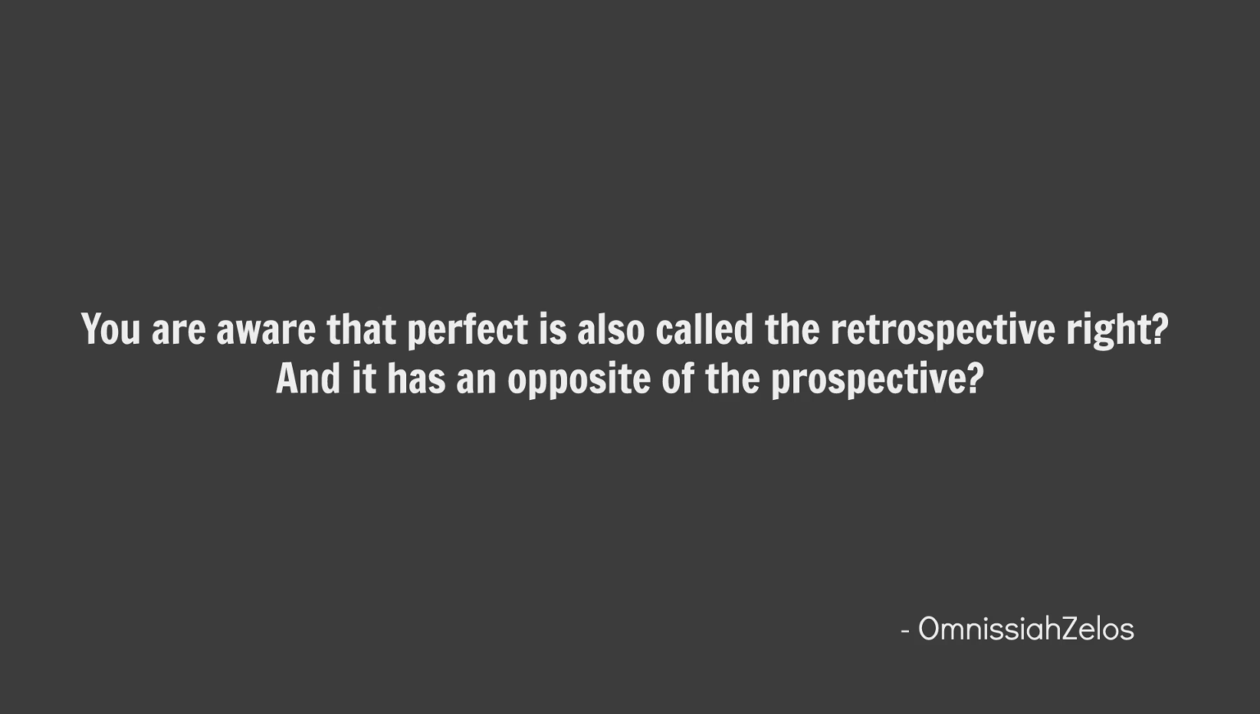You are aware that the perfect is also called the retrospective, right? And it has an opposite, the perspective. Yeah, you're totally right. Again, the perfect aspect, present relevance of a past event, is sometimes called the retrospective for obvious reasons by certain linguists. And it has an opposite, which is the perspective, which in English we can kind of get at with the construction, I am going to, I'm just about to, I'm about to, that sort of thing.